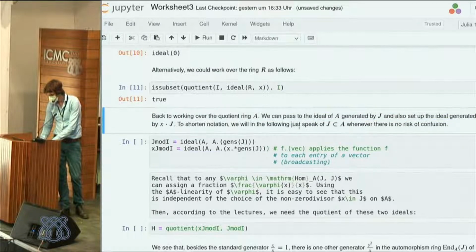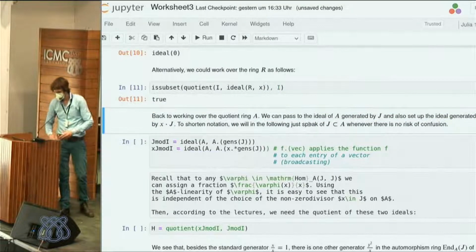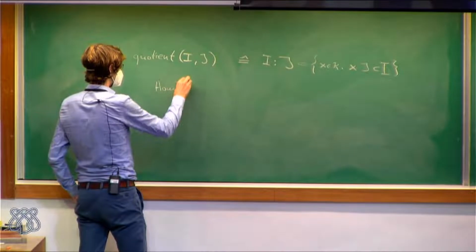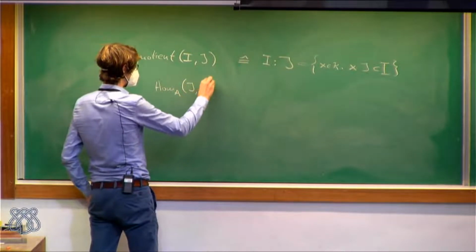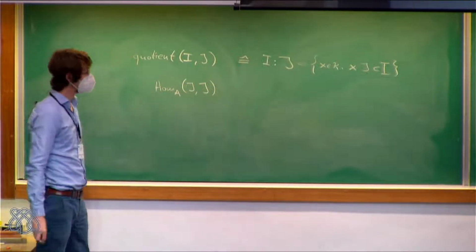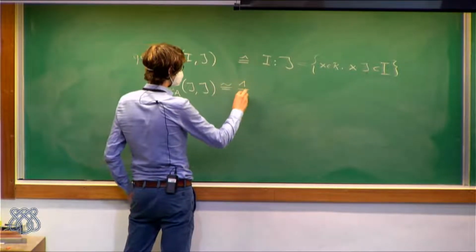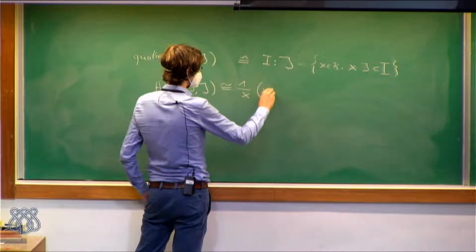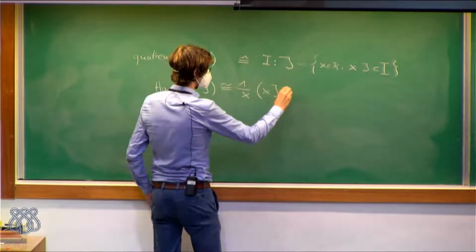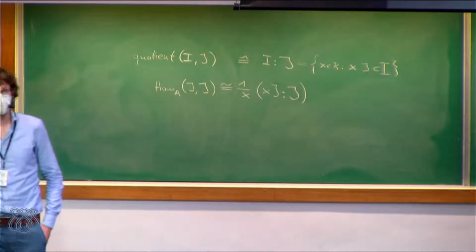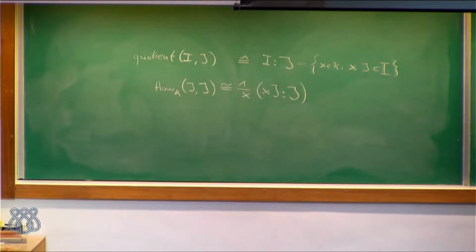So we had this homomorphism module, right? The A homomorphisms of J, J, and this was isomorphic to this fractional ideal, maybe. So that was on the slides, right?